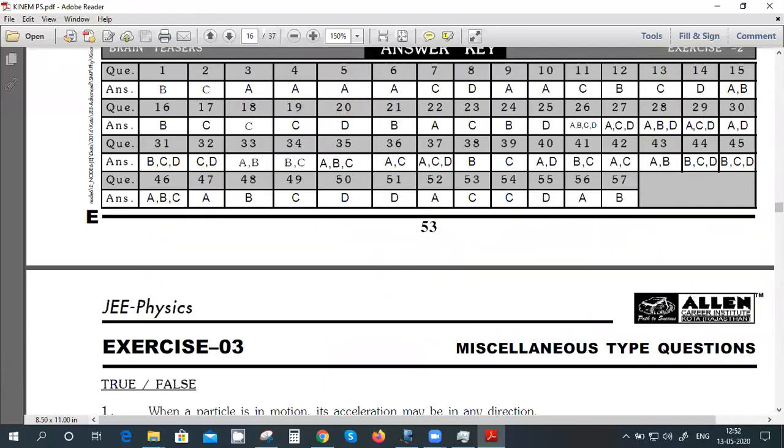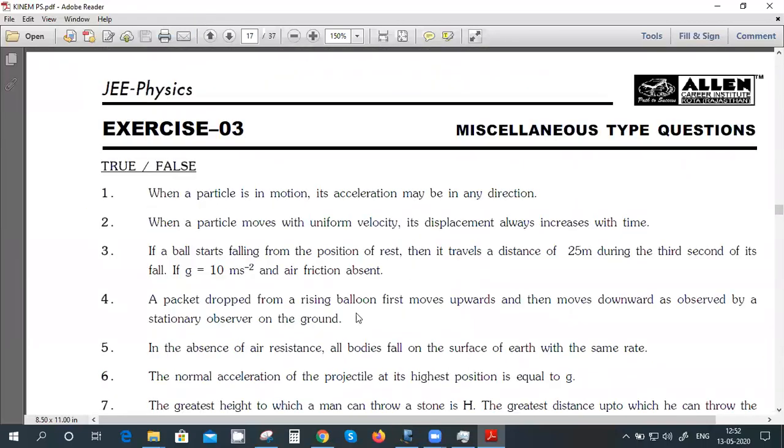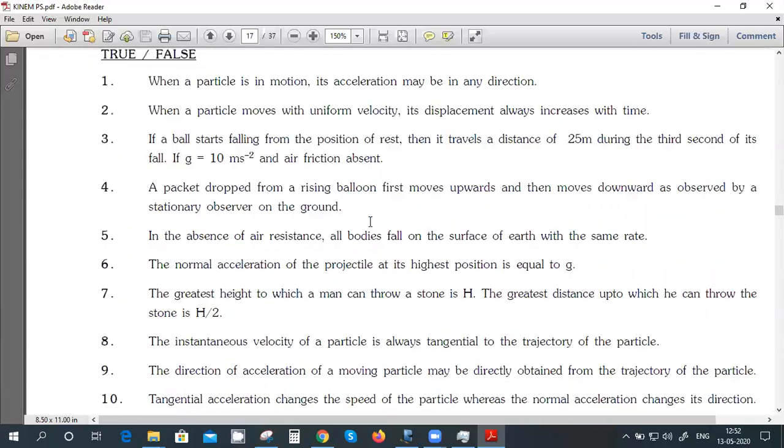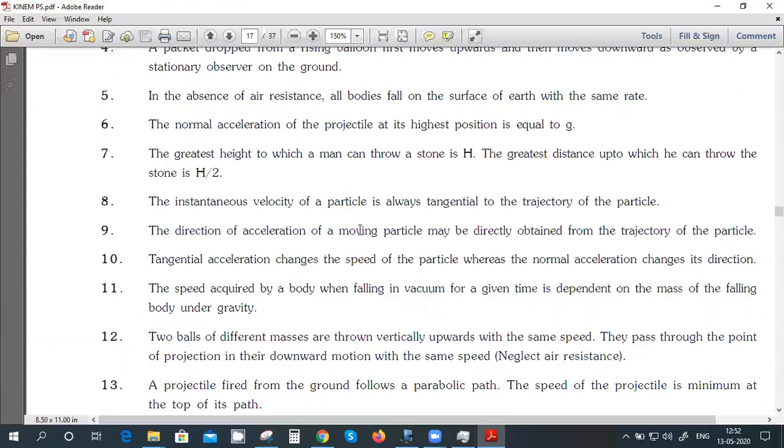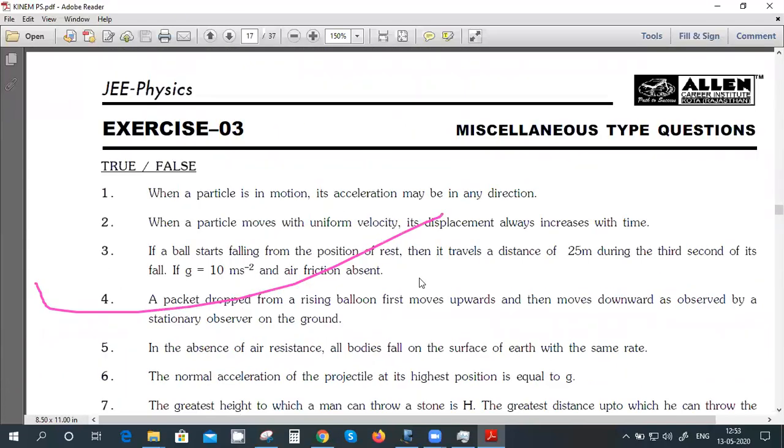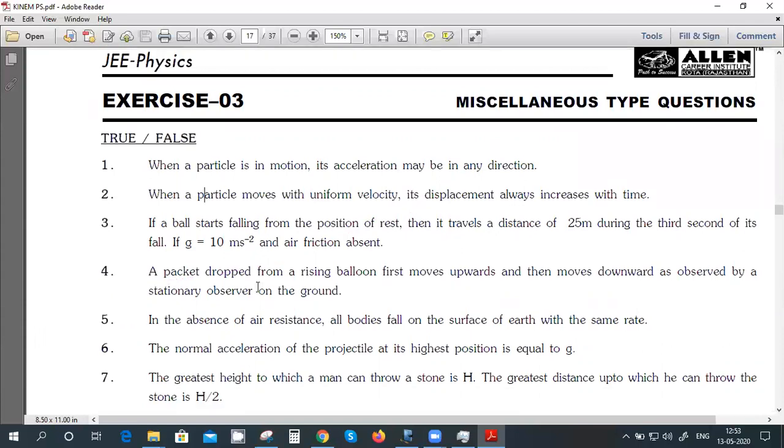The 60 is there. Exercise 3 also you have to try because that will check your understanding. This can be done fast. It's not like you have to, either you know the answer or you don't know the answer. So this will not take much time.